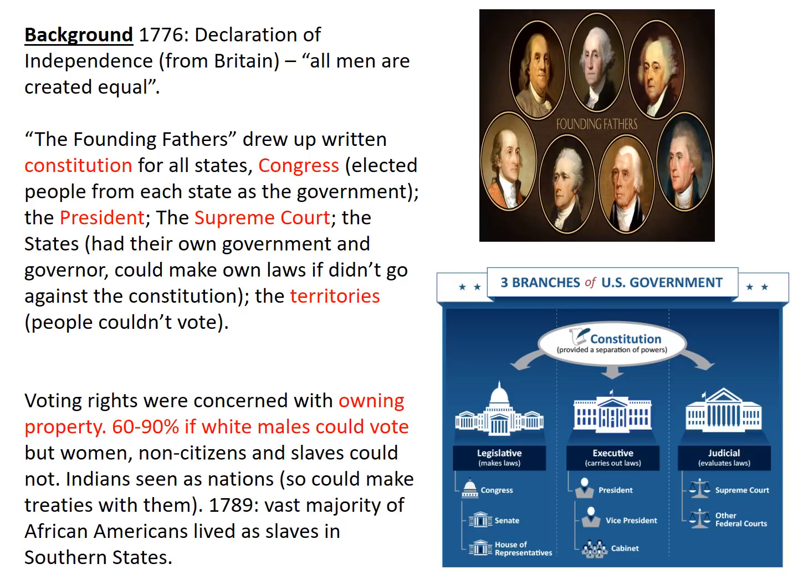And what we see over the history of America is a battle between centralized governmental power and the power of the states. And when we look at issues such as slavery and the treatment of slavery, that's one of the centralized issues there. Voting rights were to do with owning property. White males could vote. Native Americans, Indians, were seen as nation states, so they could make treaties with them. And the vast majority of African Americans were actually living as slaves at this point.